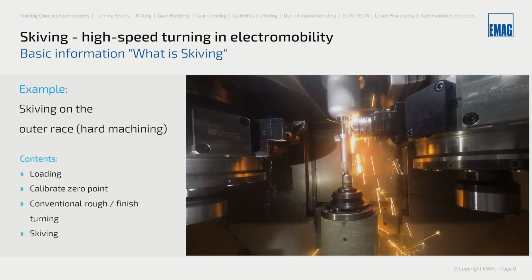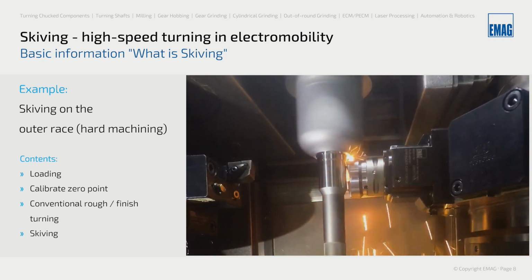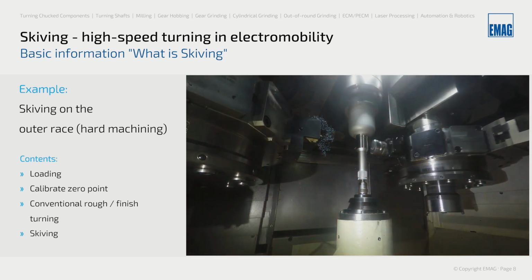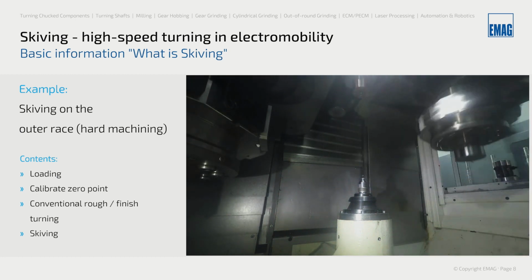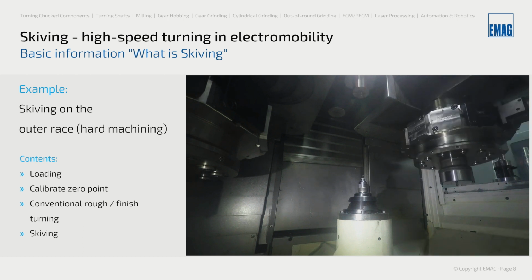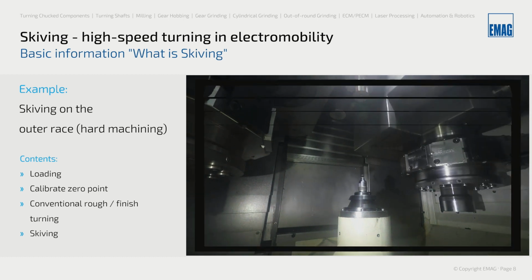And what you can see here, the chips are very hot. That's good because then the complete heat goes away from the process with the chips and doesn't go into the part. Now the second turret brings the part out of the machine.